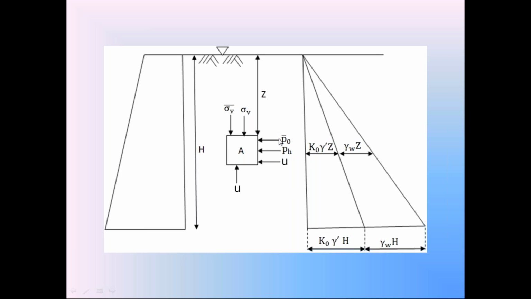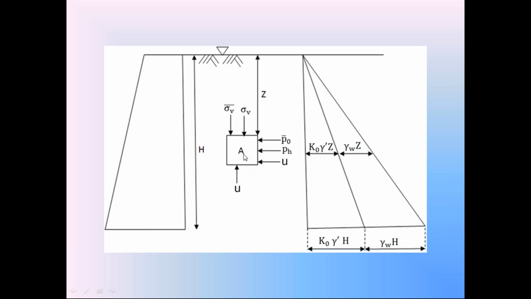Not only this P naught dash, the soil element is also subjected to the horizontal pore water pressure, according to Pascal's law. Please remember Pascal's law in fluid mechanics: the water pressure is constant in all directions. At a point, the water pressure is constant in all directions along the x-axis, y-axis, and z-axis. Just now we discussed that in this soil element, the vertical pore water pressure is U. Pore water pressure is water pressure.